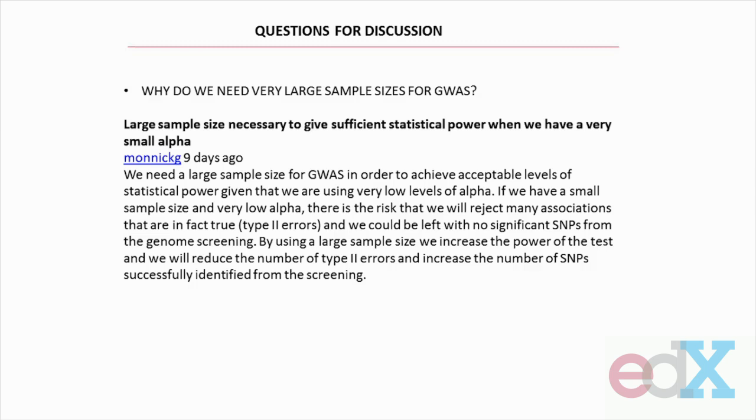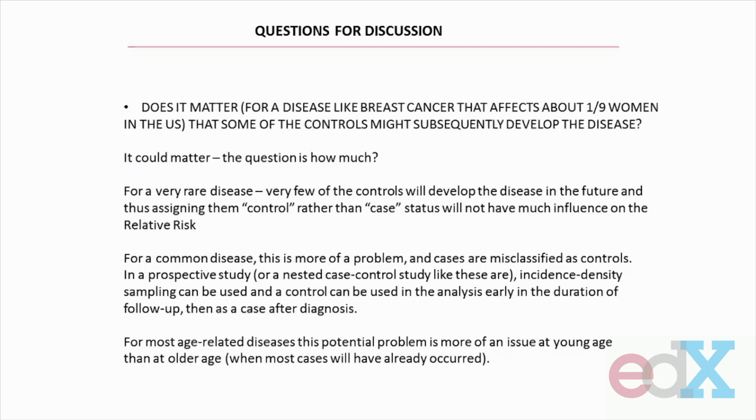The one thing we've learned is as we increase sample size, we increase the number of variants we can detect, and as of December of 2012, there are now a little over 70 genetic variants that have been associated with breast cancer by accumulating larger and larger sample sizes. So does it matter for a disease like breast cancer that affects about 1 in 9 women in the United States that some of the controls might subsequently develop the disease?